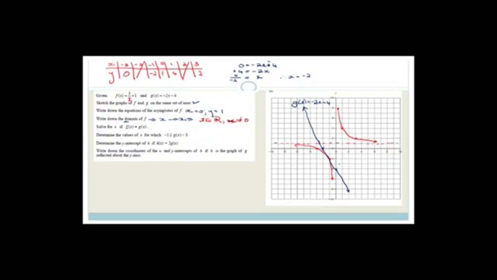Now it says solve for x if f of x equals g of x. So what are we doing? We're solving for that point there where they touch, or possibly touched, I don't know, might have crossed. What do we need to do?